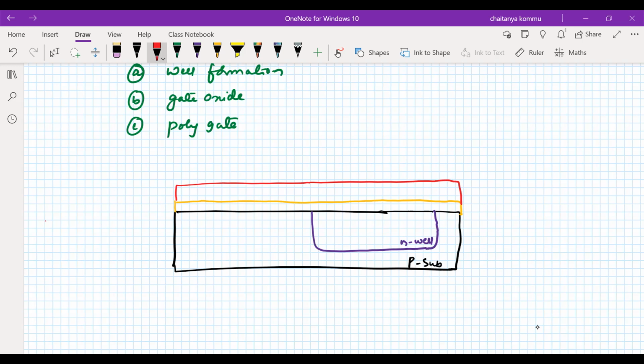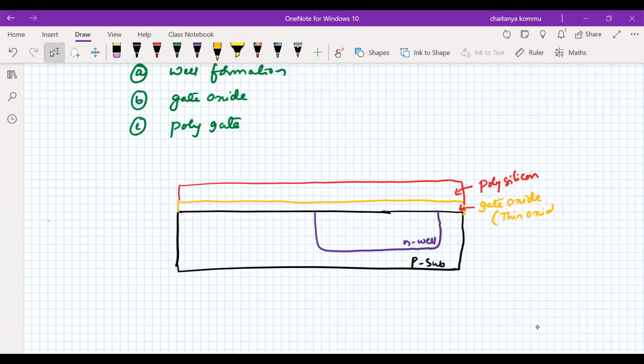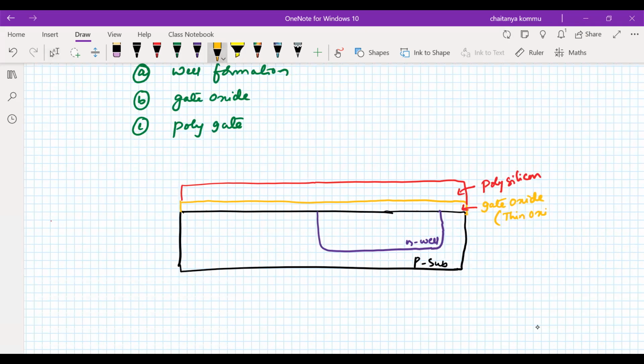This is a poly. You have to remember that this is polysilicon. What is this? This is the gate oxide, or normally we can call it thin oxide. It is very important to remember that this is the thin oxide.